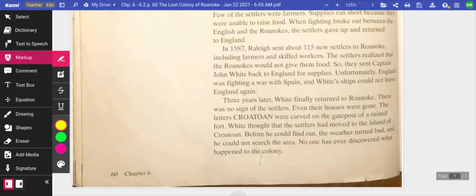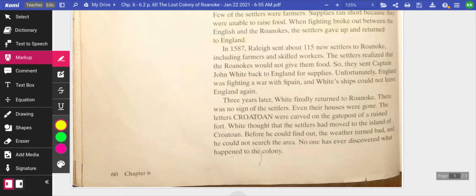So Captain John White, remember he arrived. They didn't really have enough to set up a successful colony. So he says, I'll go back and get some more. And back he goes. When he finally returned to the island, there was no sign of the settlers, except for the word blank carved into a gatepost. Croatoan is that mysterious word. And actually, I'll write it the way they did, in all capital letters.